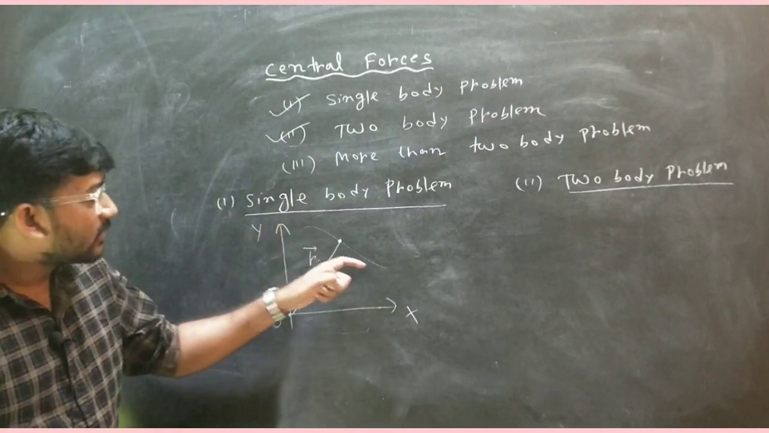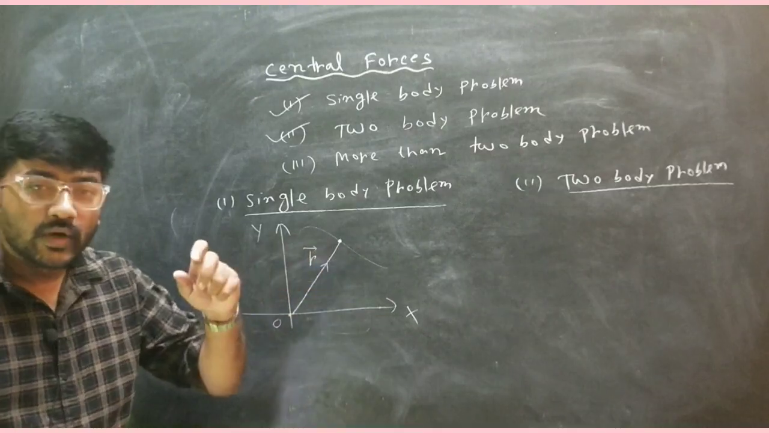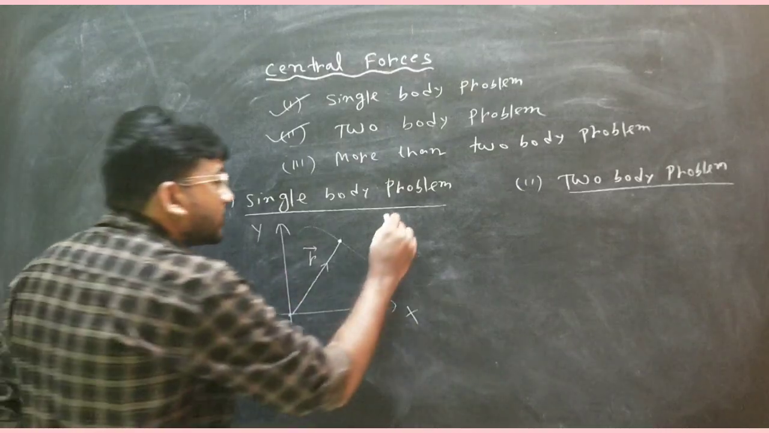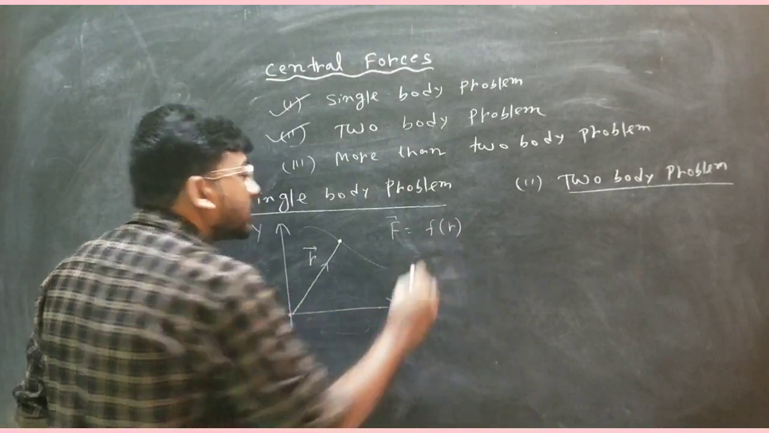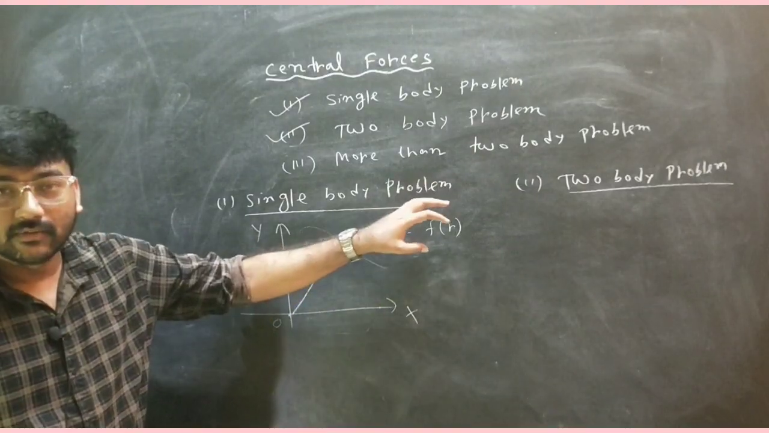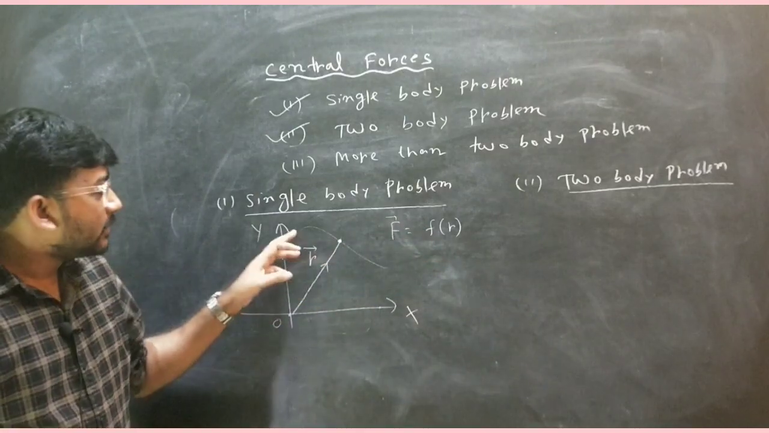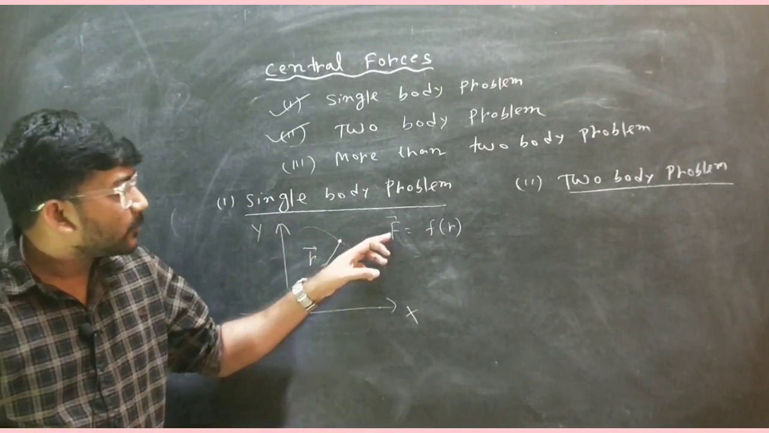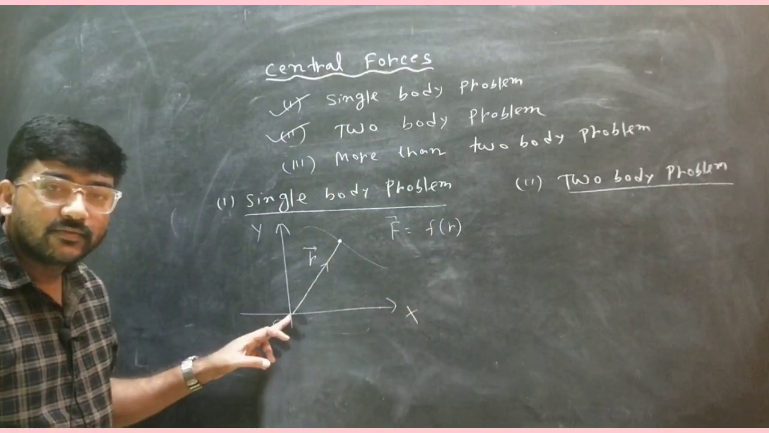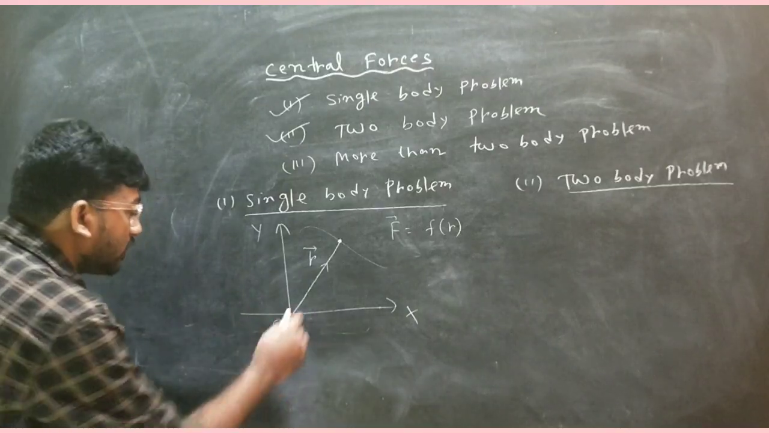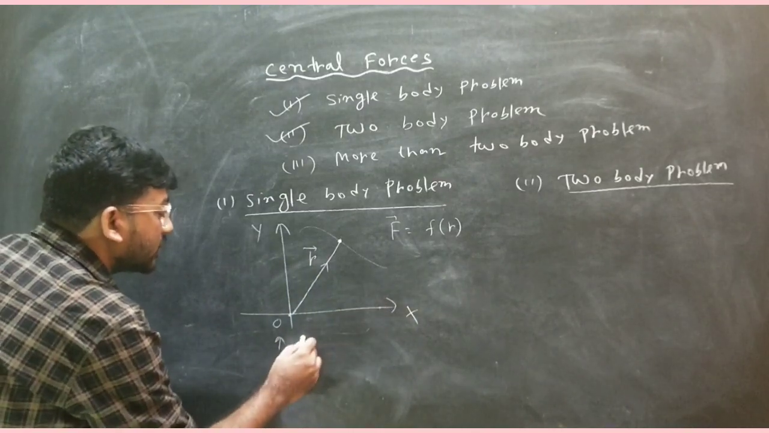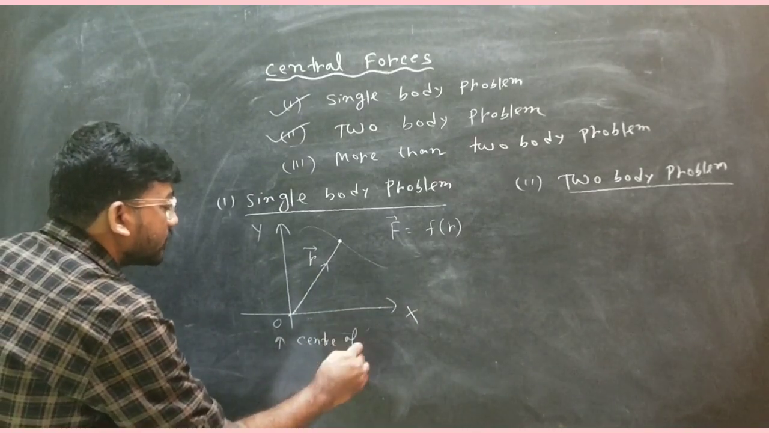Now if the particle is moving along this path, the particle is always under a force such that the force is always a function of r. The force only depends on r; it does not depend on any other angular variables. If the particle moving along this path is acted upon only by this force, which depends only on the radial distance with respect to a certain fixed point, then that fixed point is called the center or the pole of this central force, the center of this force.